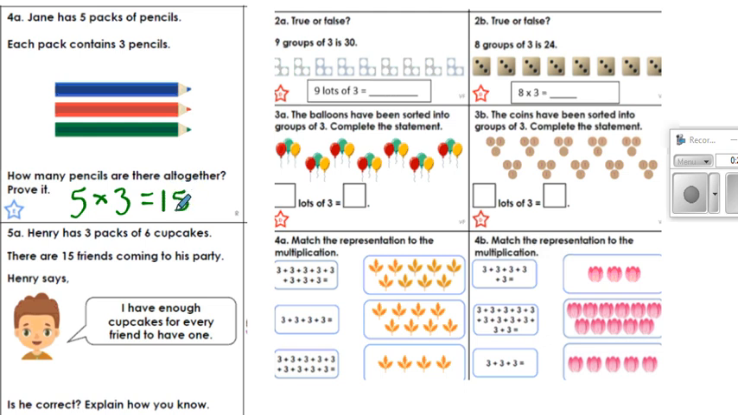If you didn't know how to answer that question, 5 packs of 3 pencils, picture them sitting on a table. You might want to draw a diagram to help you work that out.